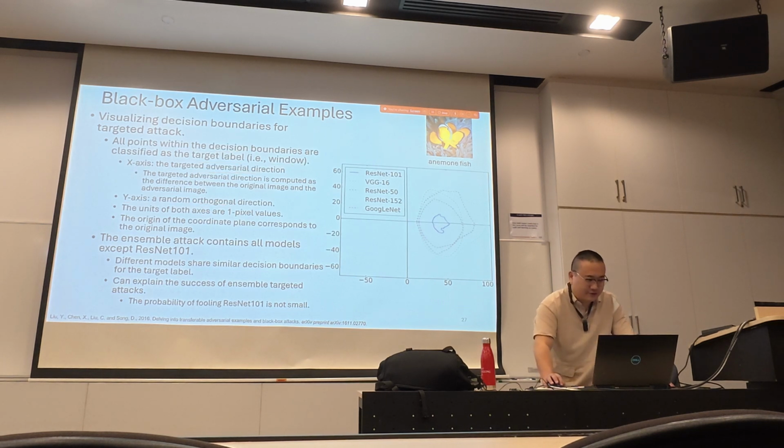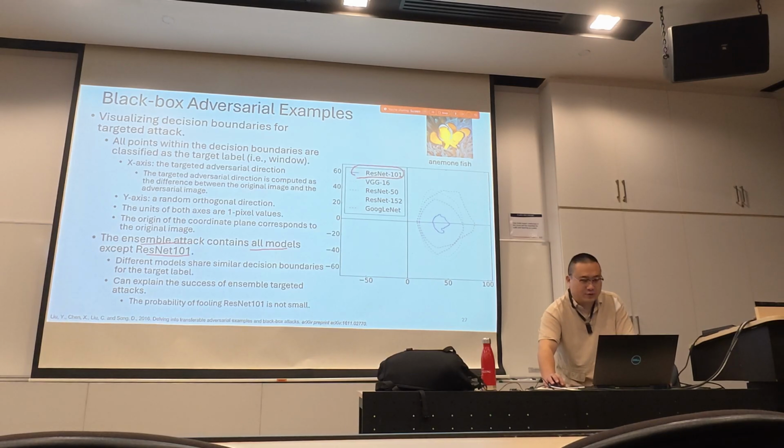In this setting, the ensemble attack contains all the models except for ResNet 101. So ResNet 101 is our target model. And we train our ensemble using other models like VGG16, ResNet 50, ResNet 152, and MobileNet. At the beginning, we start at this origin position. And then we want to fool all the models to output the label window.